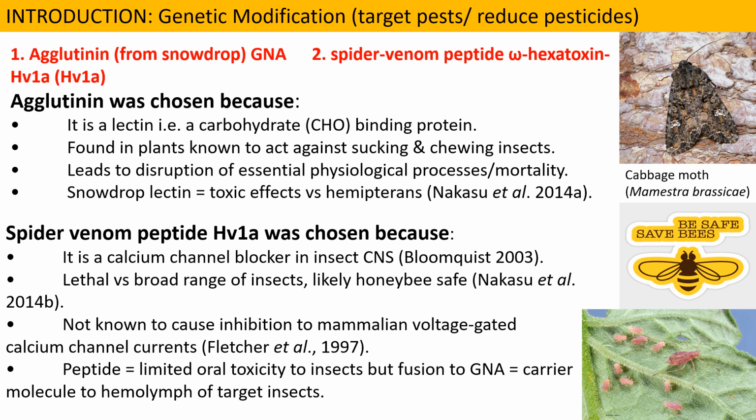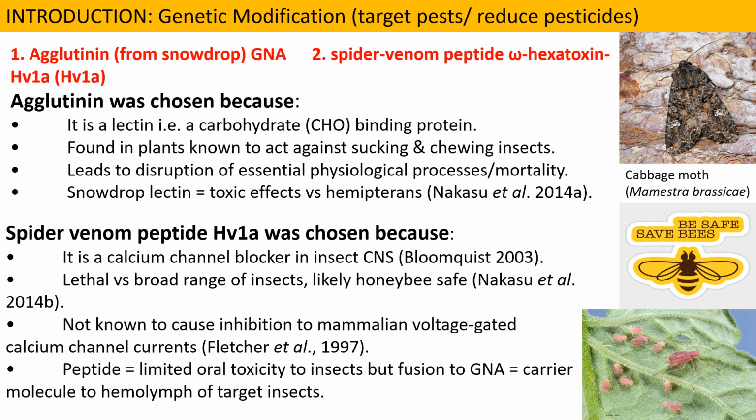From the start, there is something of a balancing act this GM crop will have to navigate. The first is that it has to be safe or relatively non-toxic to bees. And the second is that it has to have specific properties against lepidopterans and aphids, pest species. Genes from two separate organisms were selected. There's an agglutinin from the snowdrop, from a plant, and there's spider venom.